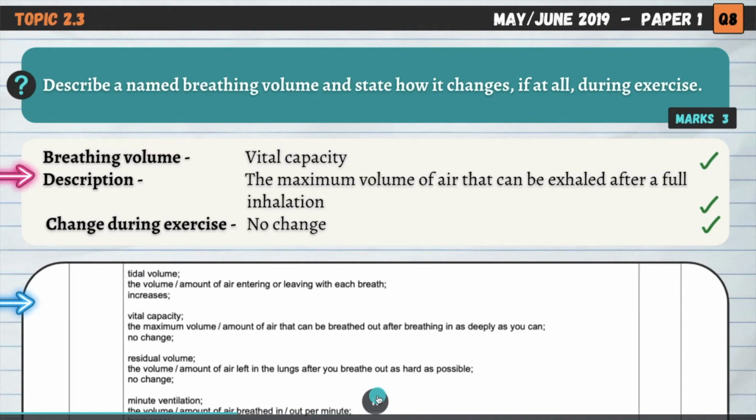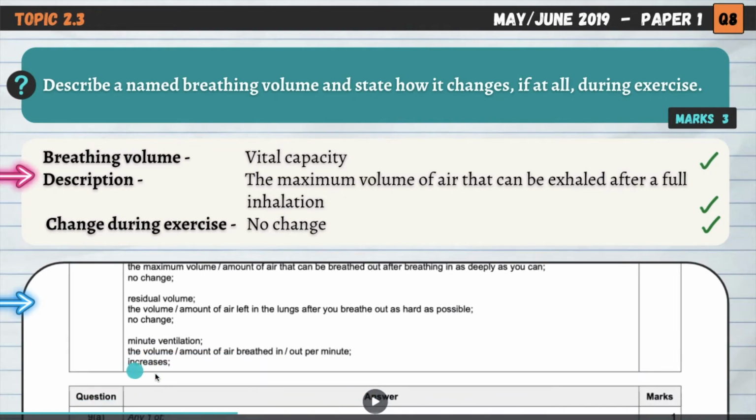Finally though, we have minute ventilation, which does increase during exercise, just like tidal volume, and minute ventilation is the volume or amount of air breathed in or out per minute. So whereas tidal volume was per breath, minute ventilation is the amount of air breathed per minute essentially. And of course when we exercise, that's going to increase because our breaths are deeper and we're taking more of them. We're breathing faster as well.